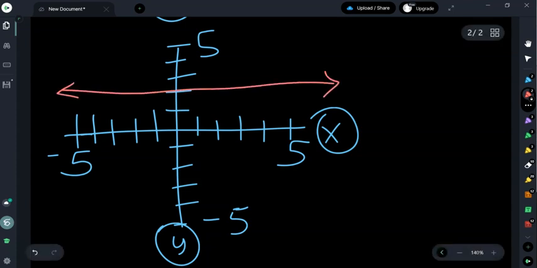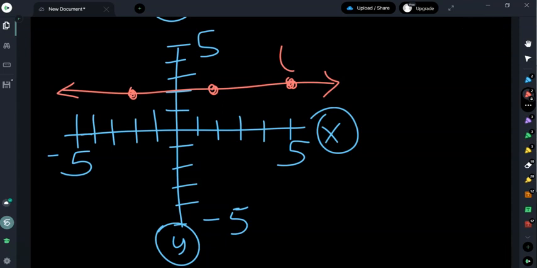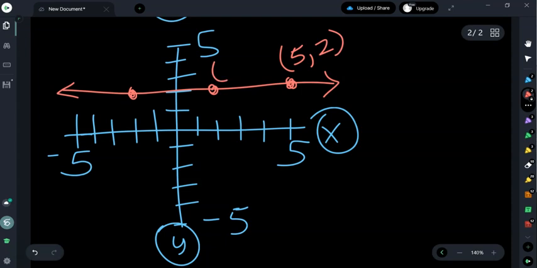We said the horizontal line has a slope of 0, right? Why is that? This is a slope of 0 because any point I pick on this line is going to have the same y-coordinate. This guy right here is at 5, 2. This guy is at 2, 2. This guy is at -2, 2. But you can see every y-coordinate is what?